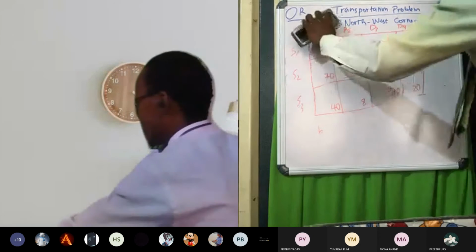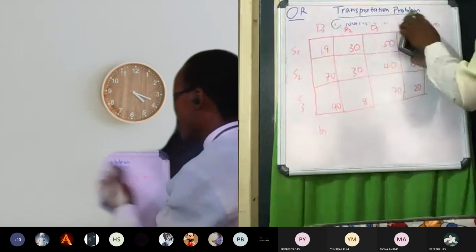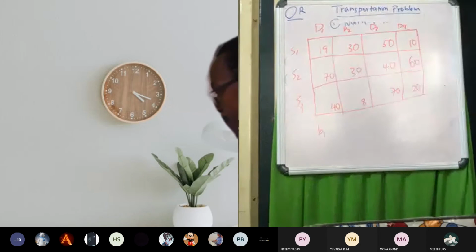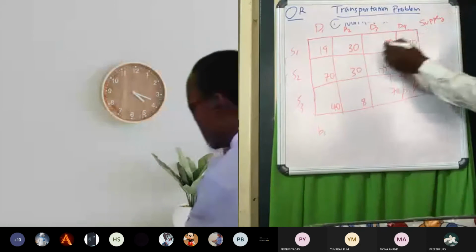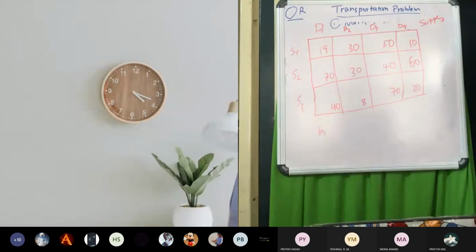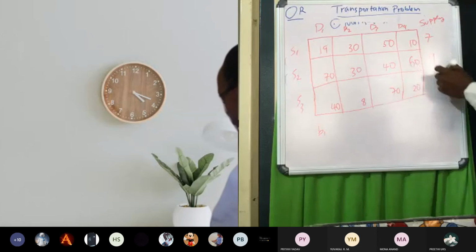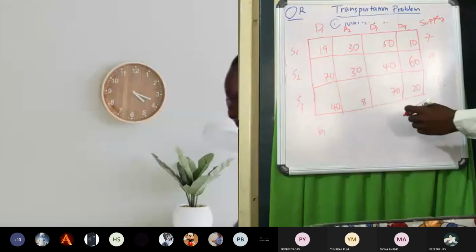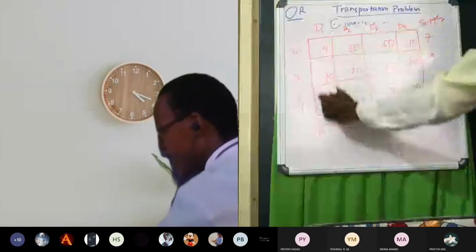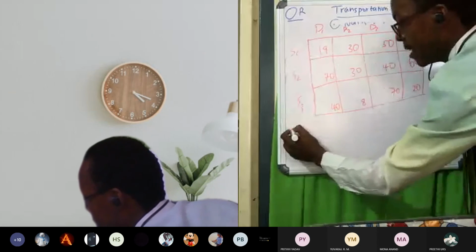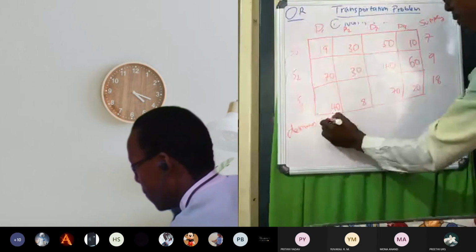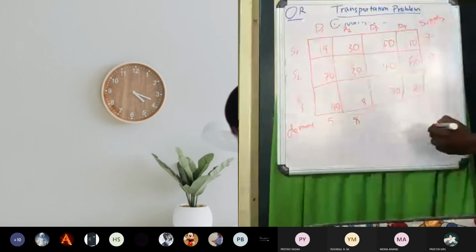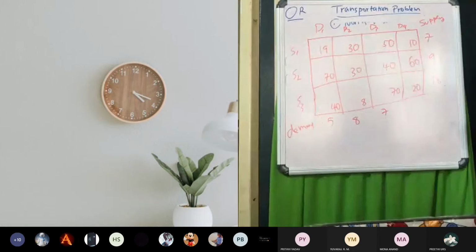Let me erase the top one. This is not needed. So every source is going to have something called supply. The supply value which we have for the first one is 7, this one 9, and this one 18. For every destination, we have the demand. What demand do we have? 5, 8, 7, and 14.